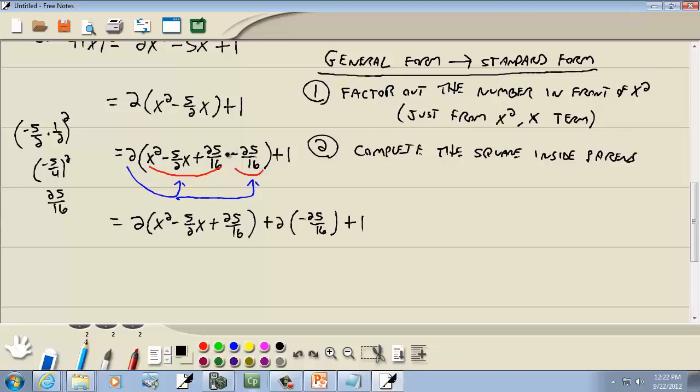Now you may be wondering, well, why did you add it and subtract it? Well, we can't change its original value, and 25 over 16 minus 25 over 16 basically gives you the previous step. So we haven't changed its actual value, just the way it looks. Well, remember, with completing a square, we want to factor this now. So this is x minus 5 fourths squared. And 2 times, well, the 2 and 16 reduce. That becomes 1, and this becomes 8. So that gives us minus 25 over 8 plus 1.